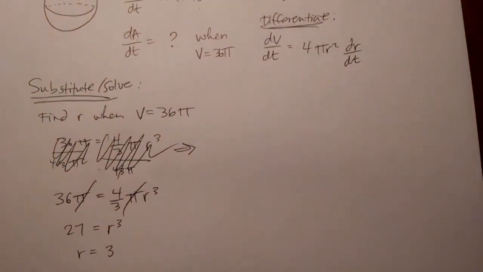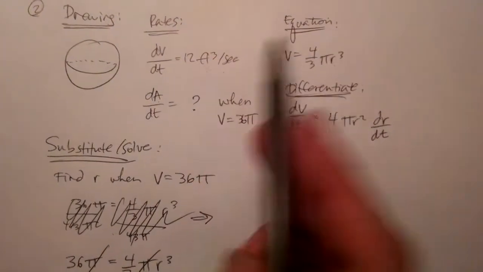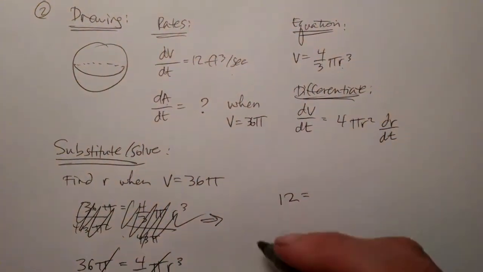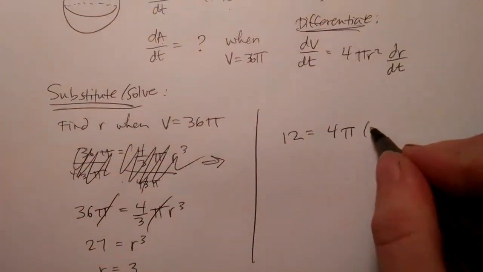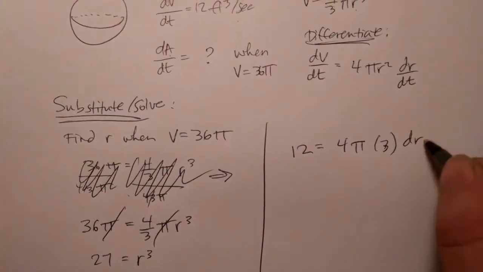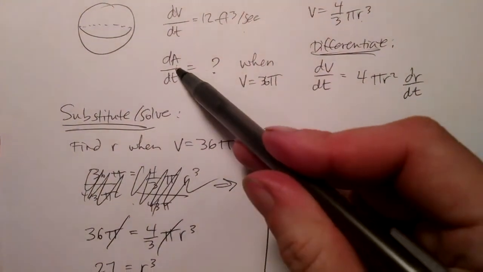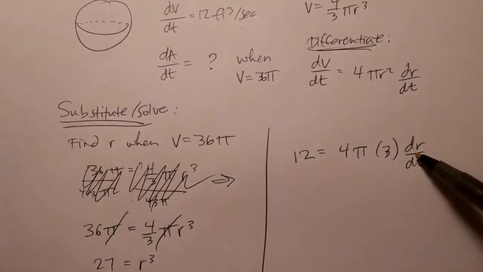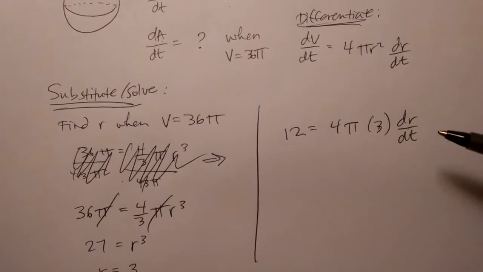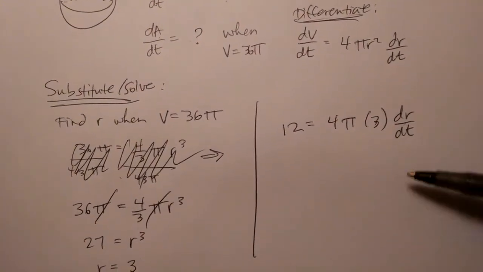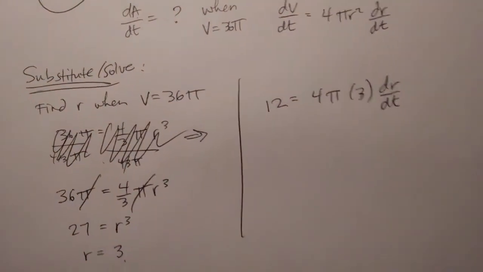Now we're ready to substitute. We're going to go back to our derivative. We know that dV over dt is 12. So 12 equals 4 pi, and we're going to use this radius of 3, and we're still looking for dr over dt. Our question mark is actually area, but what we're solving for right now is the radius rate, and then we'll use that to help us find the area. So just roll with what you have and see what you end up with, and then from there, if you're not sure what to do, you can figure it out from that point.